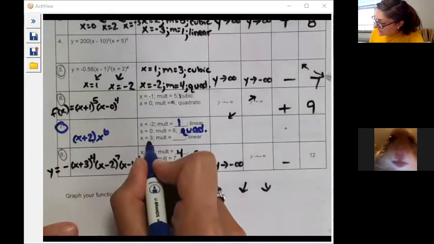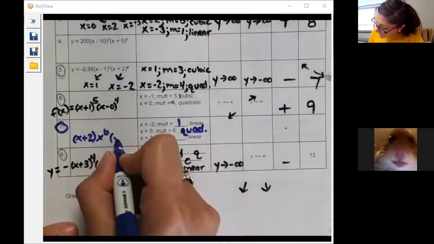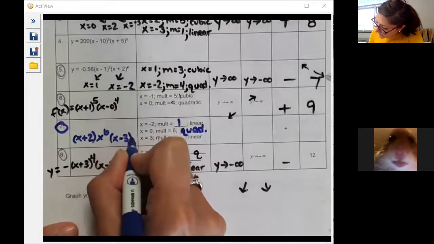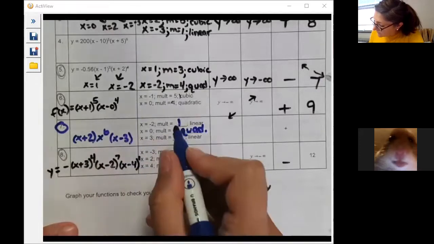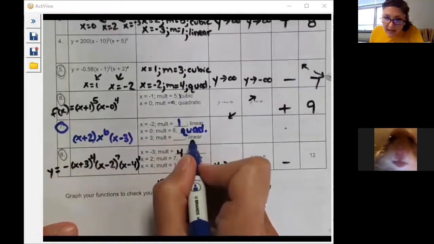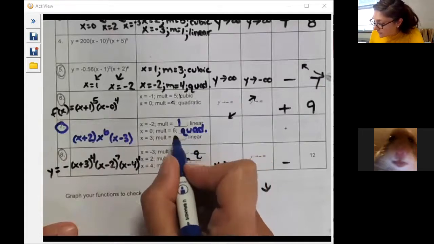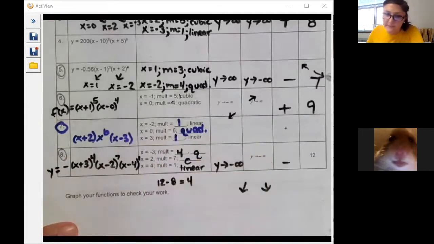And then our last x-intercept here is 3. That means I would have x minus 3 in my function. I don't know the exponent, but I know it has linear behavior. Since it has linear behavior, the exponent has to be a 1.